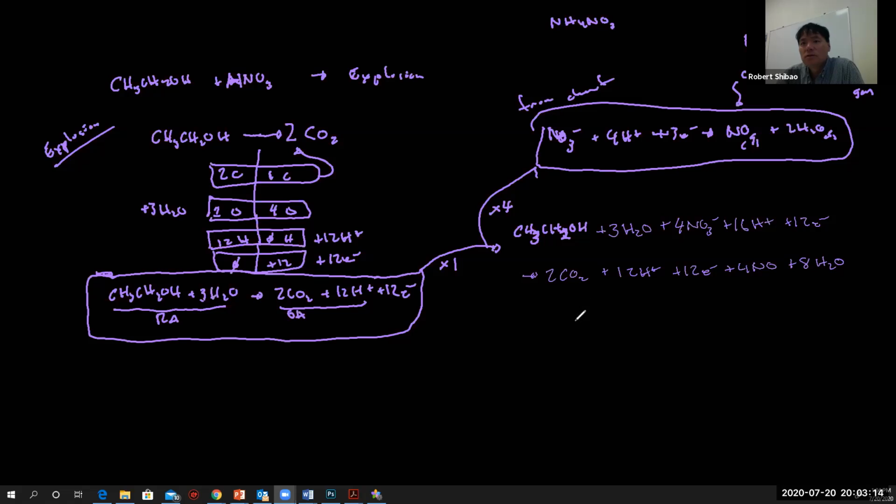All right, now what we're going to do is simplify this, getting rid of spectators, or they aren't really spectators, getting rid of things that occur on both sides. So I have 3 waters here. Let's cancel 3 out of the 8. That leaves me with 5. And then I have 12 H pluses here as a product and 16 here. So let's get rid of 12 out of the 16. That's going to leave me with 4. And then the 12 electrons here, cancel the 12 electrons here. That's it. Okay, now when we combine it, then we're going to get the ethanol plus nitrate.